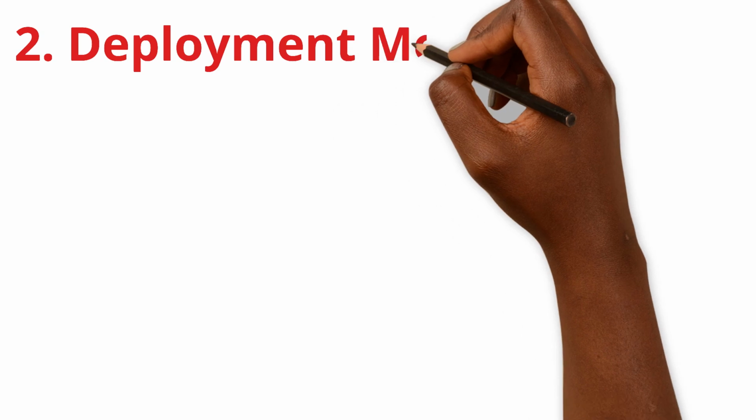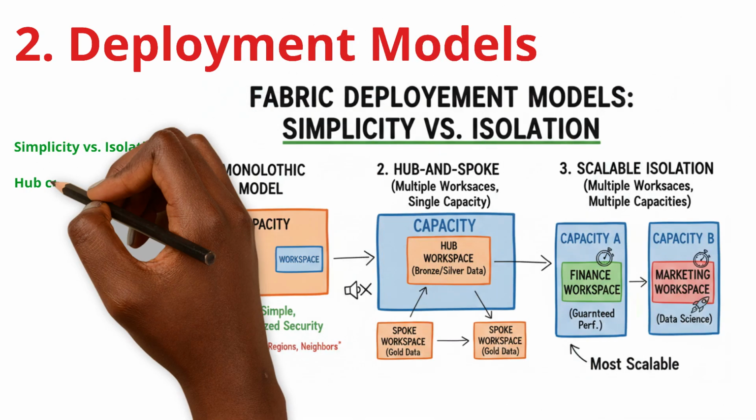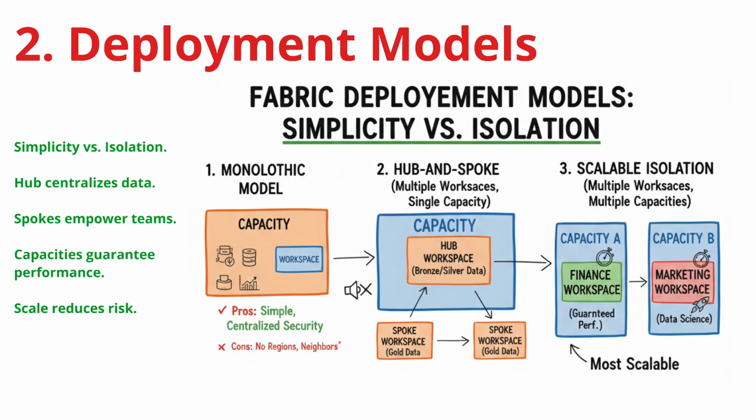Choosing the right deployment model in Microsoft Fabric is all about finding the perfect balance between simplicity and isolation. We start with the Monolithic model. It's the simplest way to get moving, grouping everything into one workspace and one capacity. While this offers easy management and centralized security, it can lead to noisy neighbor issues where one heavy query slows everyone else down.